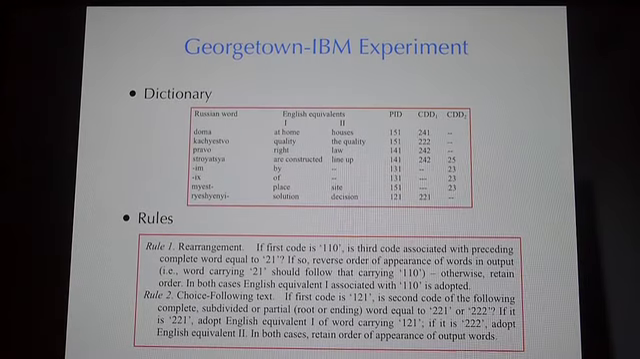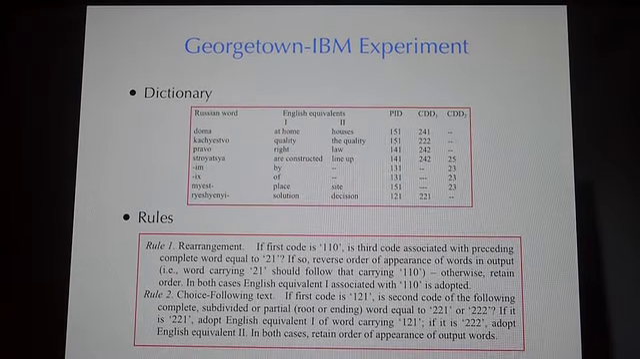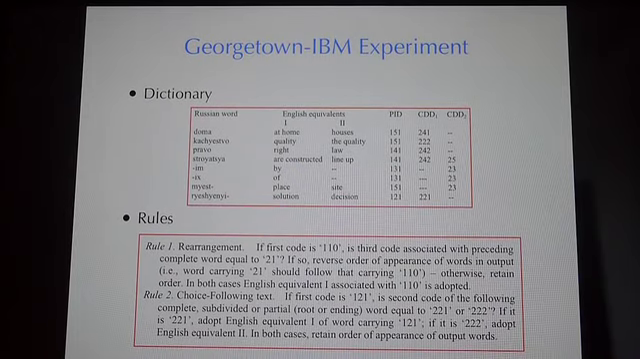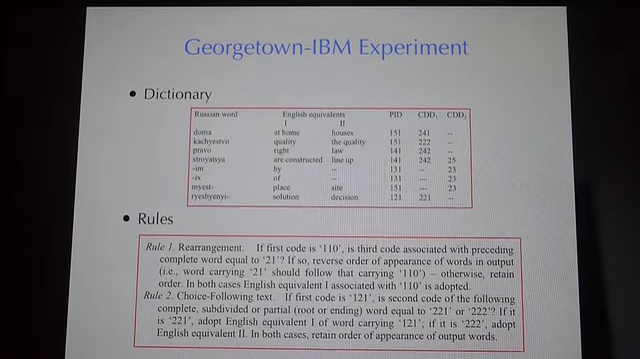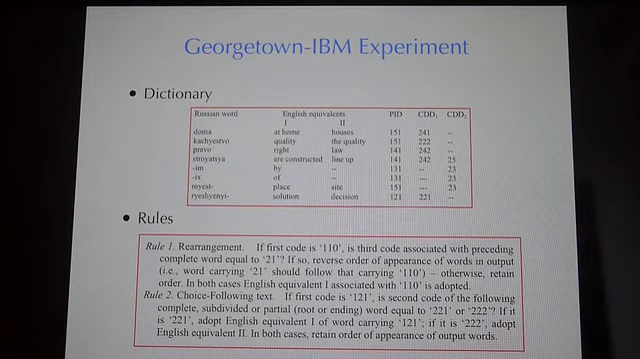What I want you to see is how the behind the scenes look like. So the first box here is showing you the dictionary. There are Russian words on the left-hand column, and then there are English equivalents of these Russian words, and then there are some mysterious codes that are added there in order for the machine to be able to work. And if you look at the rules, they are not very easily understandable.